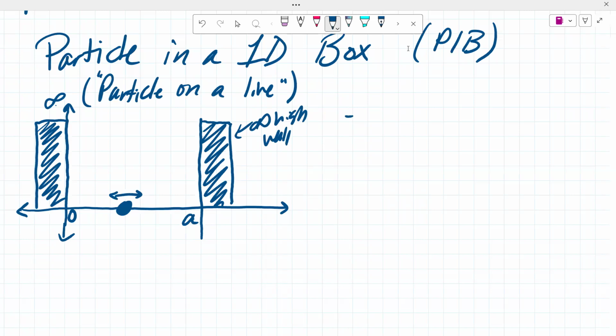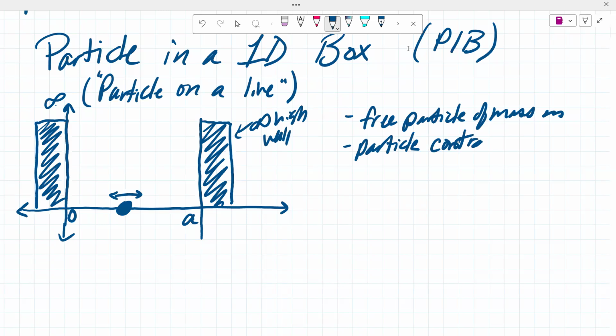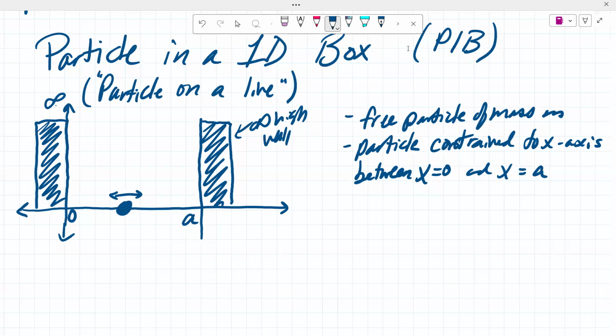So our situation is like this. There's a free particle of mass m. What we mean by free particle is the particle is able to move. It's not attached to anything, so it can move across on this line. Particle constrained to x-axis between x equals 0 and x equals a. This is the upper boundary, 0 to a on the x-axis. And yeah, these are particles right there, and it's moving back and forth.